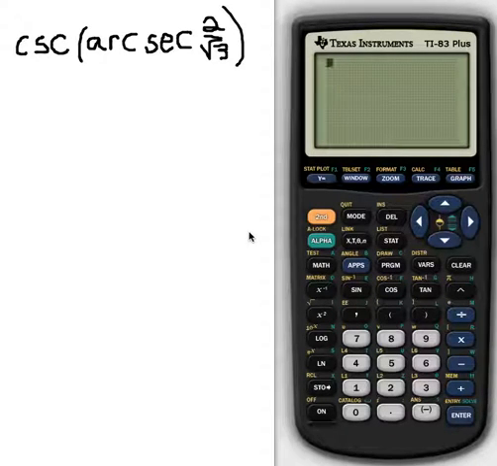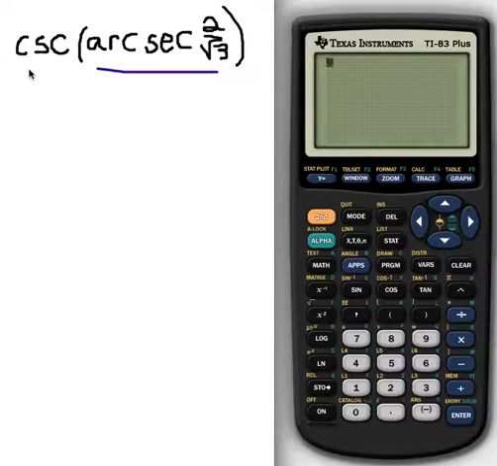After you've reviewed the lesson and the video above, please watch this example so you can see an example similar to the types of problems you'll see in your assignment. For this problem, we are going to be evaluating the cosecant of the arcsecant of 2 over root 3. To do a problem like this, we're going to do it in two parts. First, we're going to do the inside part, and then we're going to evaluate the cosecant of that.